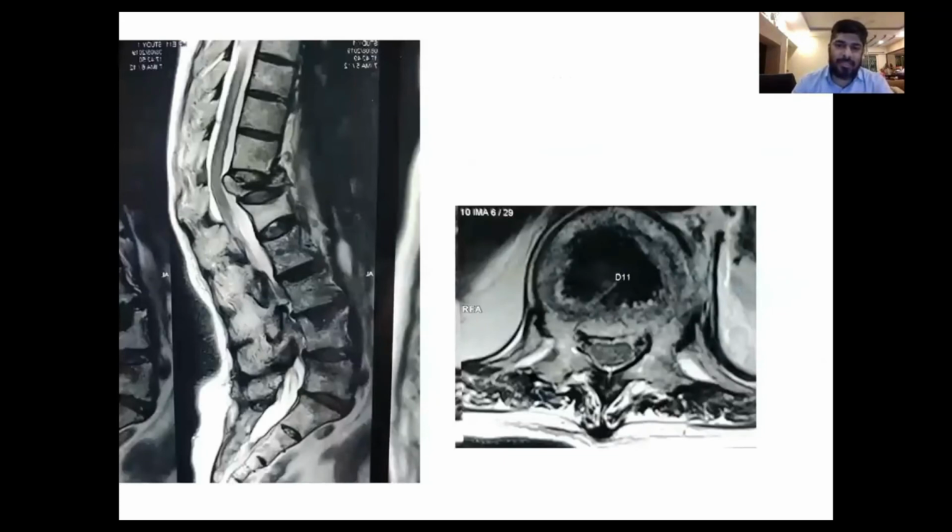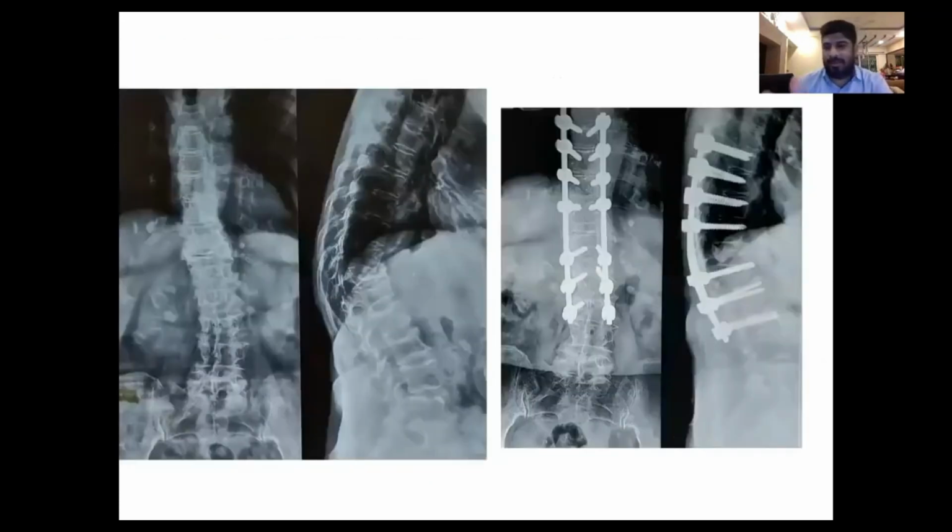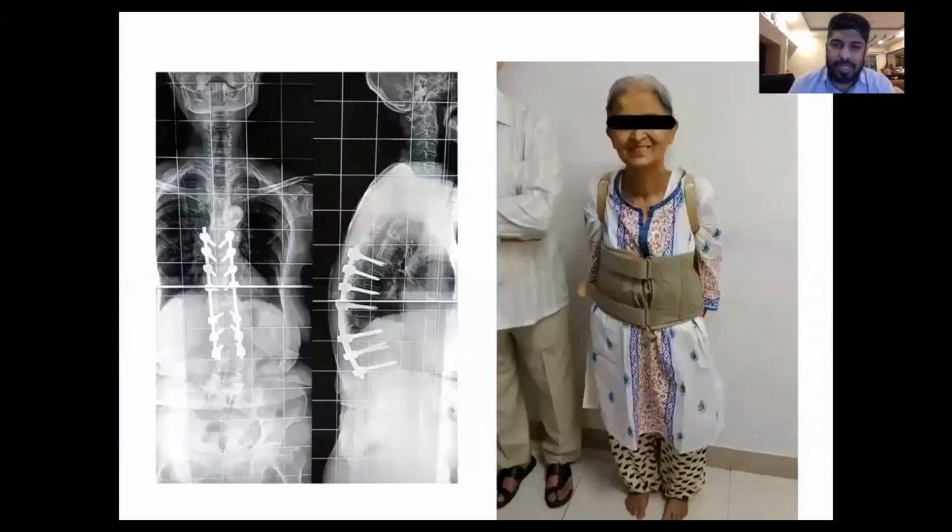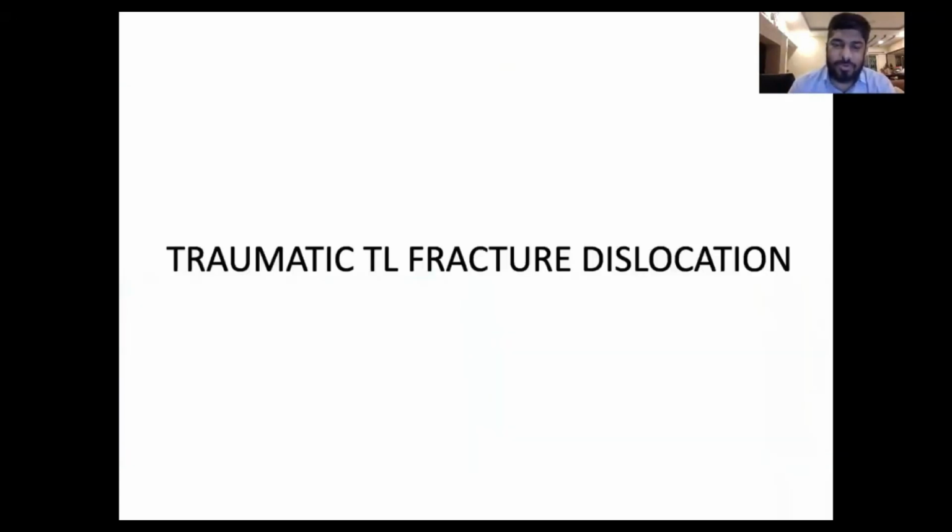And these are such dynamic fractures. Some patients really are doing fine in bed, but the minute they get up, they can't stand and walk. Such kind of instability needs to be dealt with by fixations, and O-arm really is of great help. This is a 1-year follow-up of this lady.